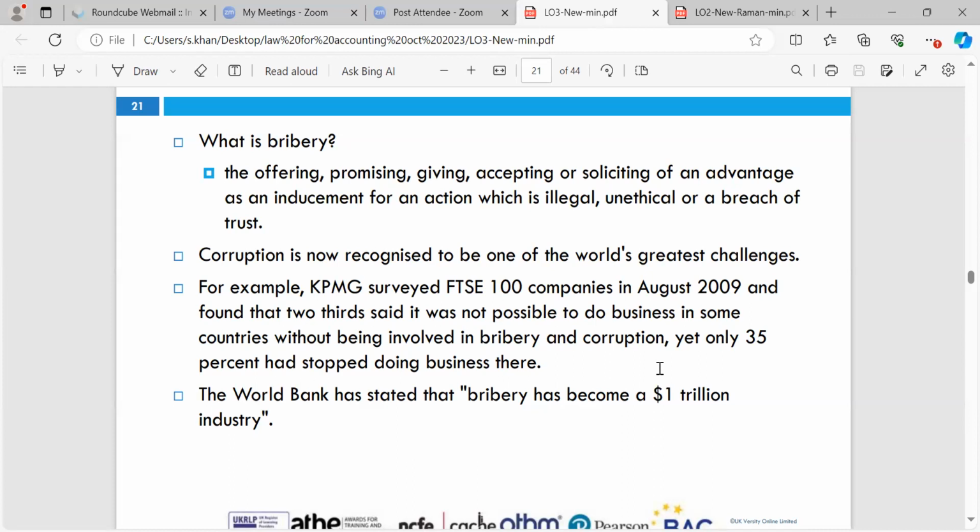Corruption is now recognized to be one of the world's greatest challenges. For example, KPMG surveyed FTSE 100 companies in August 2009 and found that two-thirds said it was not possible to do business in countries without being involved in bribery and corruption. Yet only 35% had stopped doing business there. The World Bank has stated that bribery has become a 1 trillion industry.